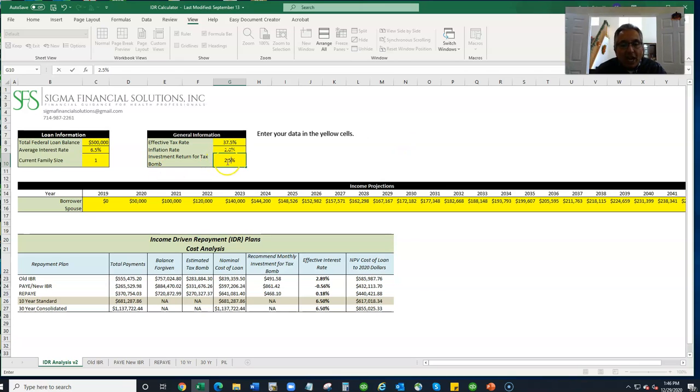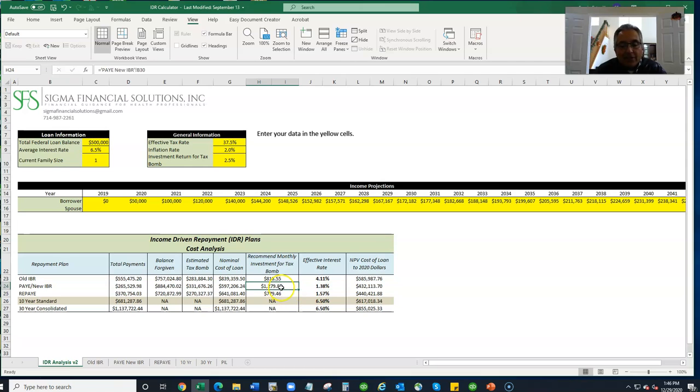So let's change this from 6 to 2.5, and let's see what these investment levels change. So here it increases to $1,279, and it causes this effective interest rate to jump up to 1.4. So it's almost 90 basis points or 9/10 of a point higher.